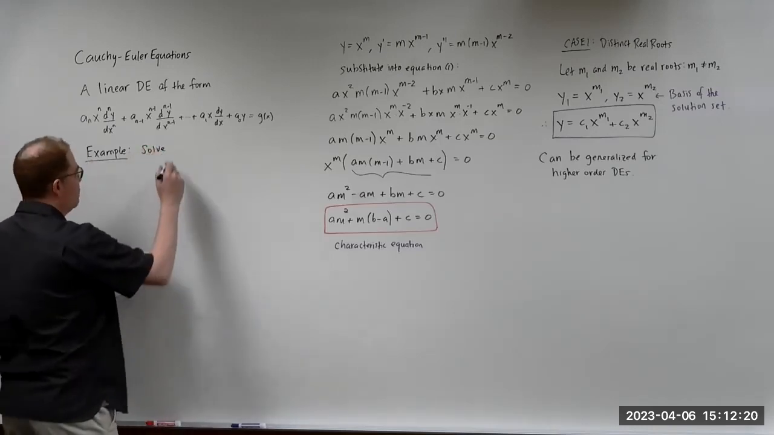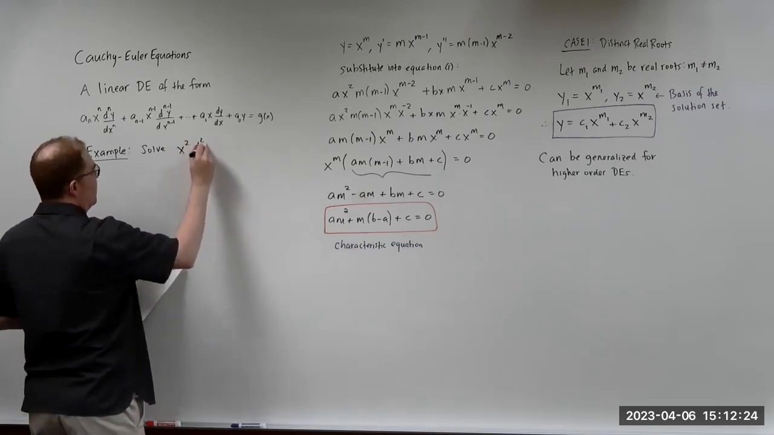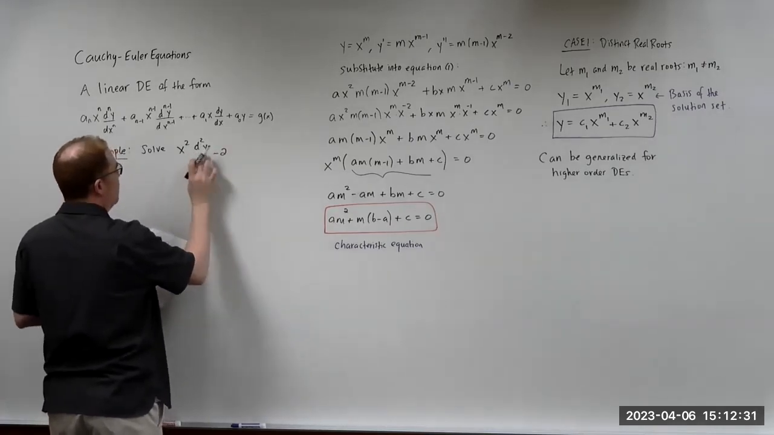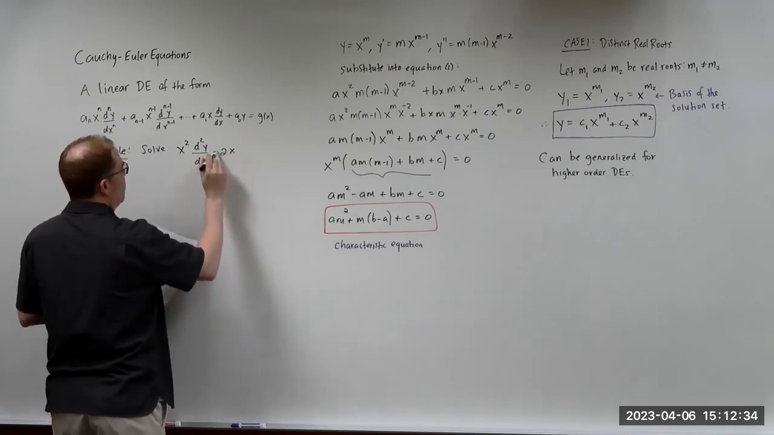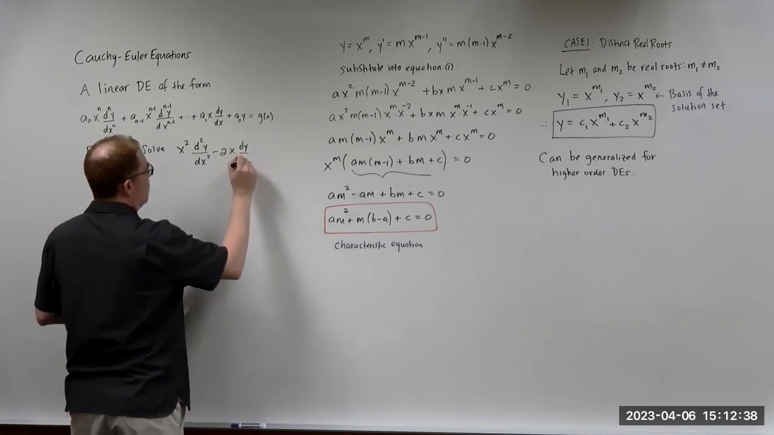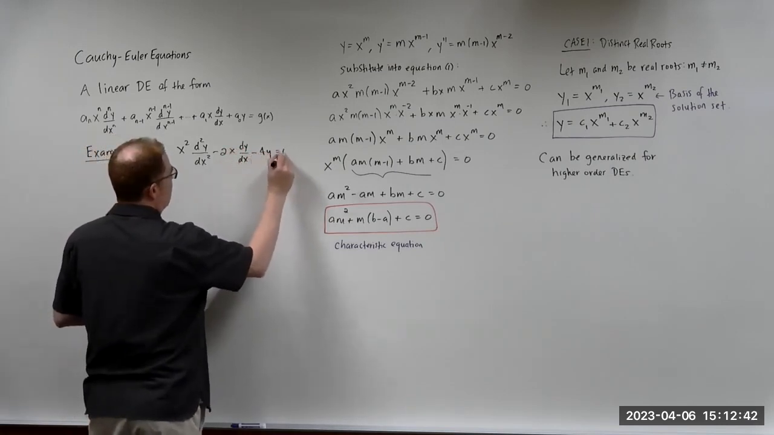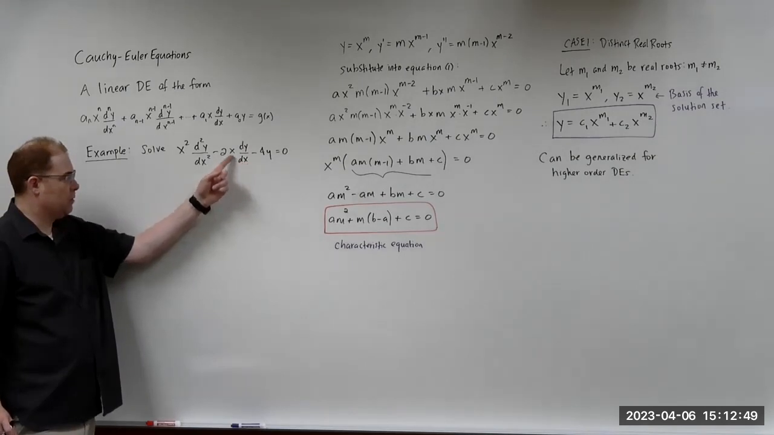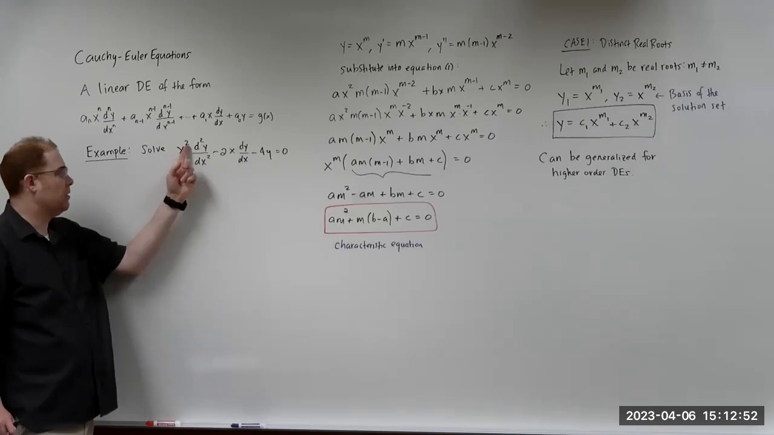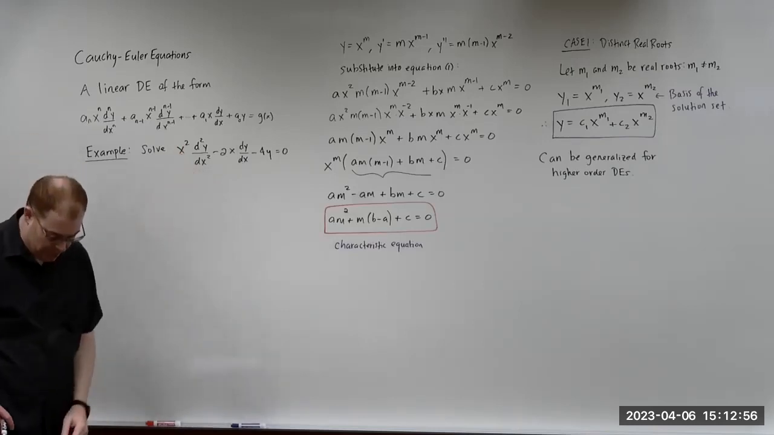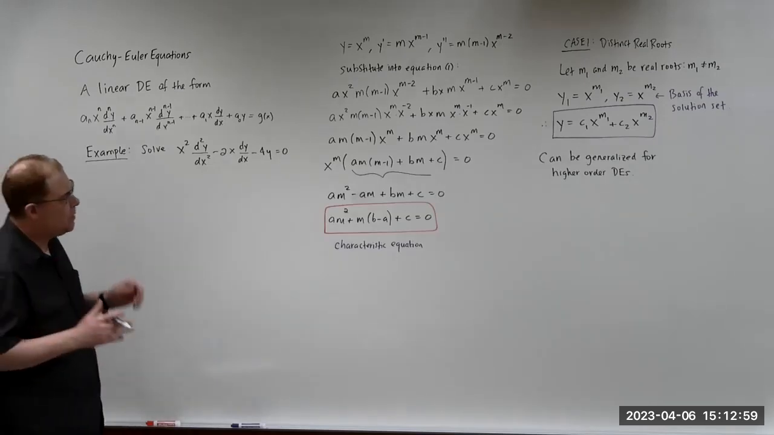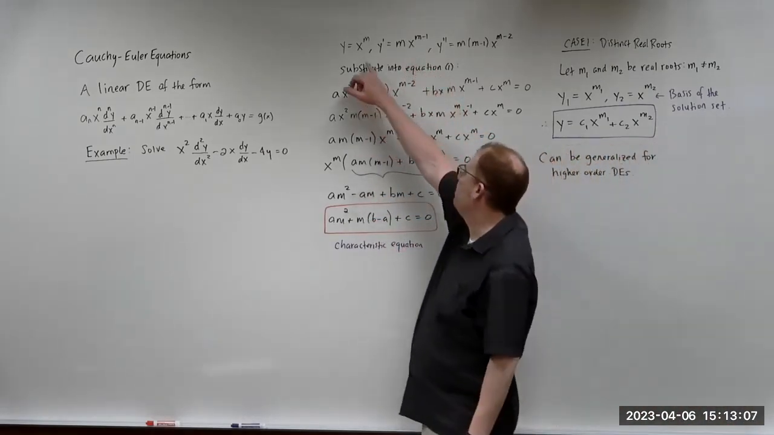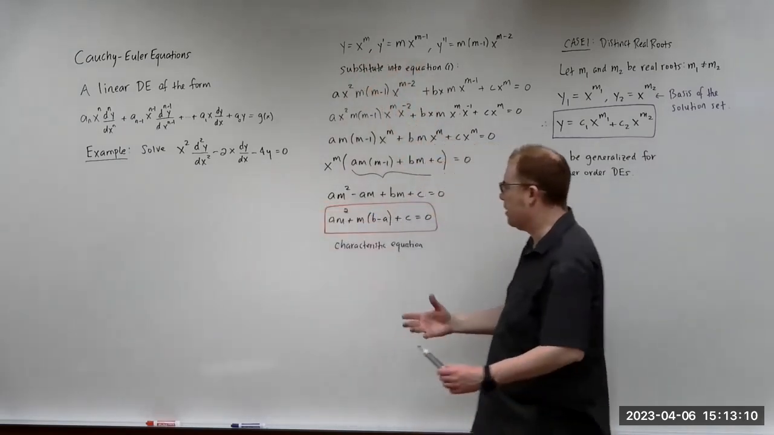Let's say we want to solve x squared times y double prime. Notice this is a Cauchy-Euler equation, because we have a first order derivative with power one, this is second order, and we have the second degree monomial here. Technically you could go through this entire derivation again, substitute these in, and figure out what the specific m value is.